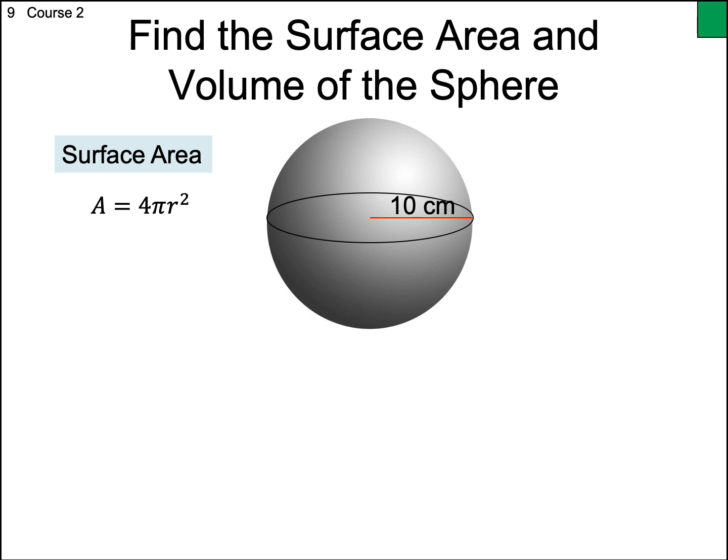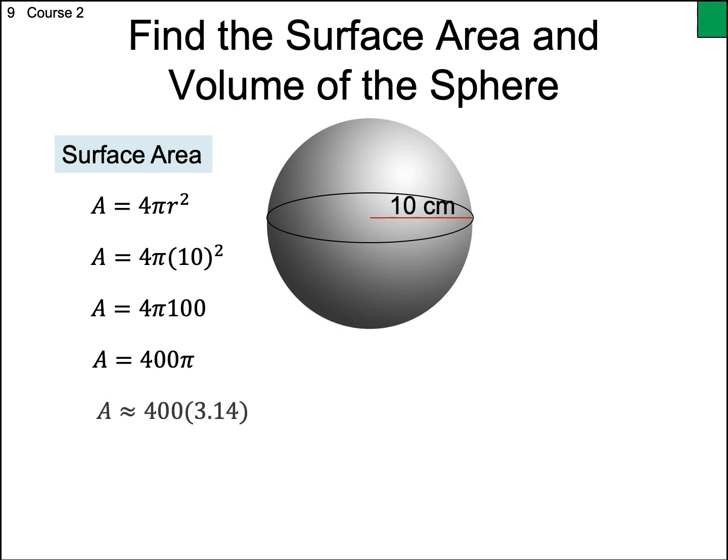I'm not fooling you here. I'm giving you the actual radius, 10 centimeters. 10 squared is 100. 100 times 4 is 400 pi. Let's see, 400 times 3.14 is approximately 1,256 square centimeters. Good job, guys.